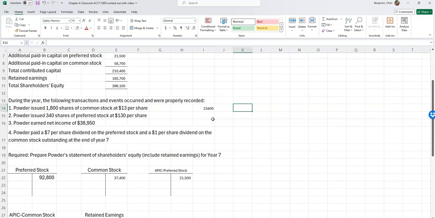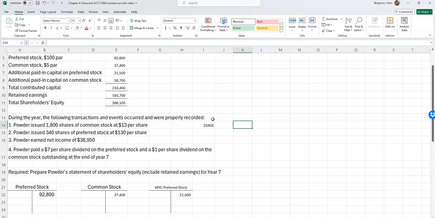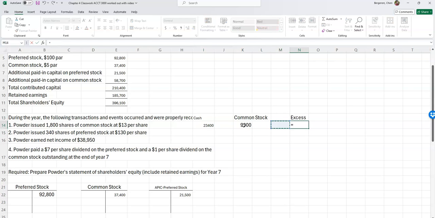Now remember, I only want to put it at common stock at par value. So what is the par value of my common stock? I look up there and it says common stock has a par value of $5. So I'm going to put it at 1,800 shares times the par value, which is $5. This is the amount that I'm going to put to common stock. The total amount received will go to cash, and the excess of the cash that I got over the amount at par goes to additional paid-in capital in excess of par.